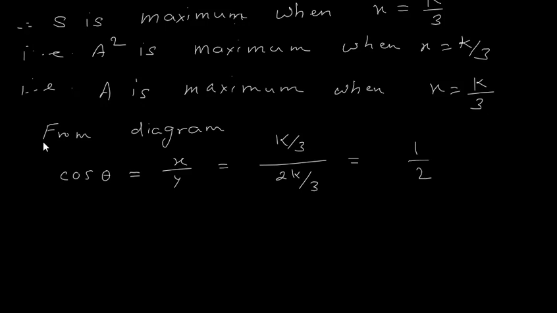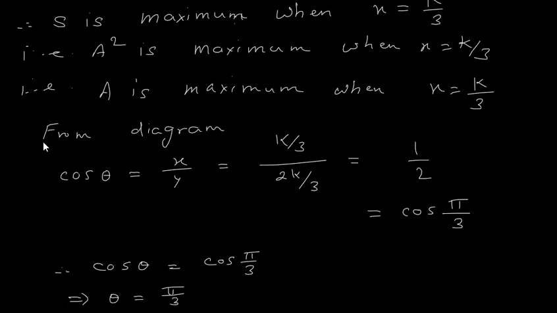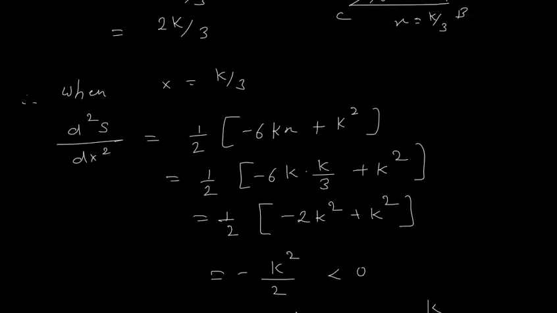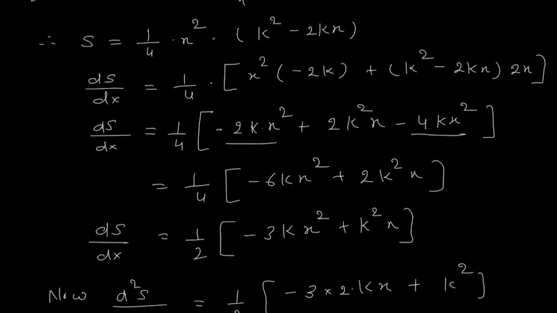Now cos theta is half, we know that cos pi by 3, that is cos 60 degree, has value half. So I have cos theta equals cos pi upon 3. This gives me theta equals pi upon 3. So I will say that the area will be maximum when the angle between the hypotenuse and one base side is equal to pi by 3.